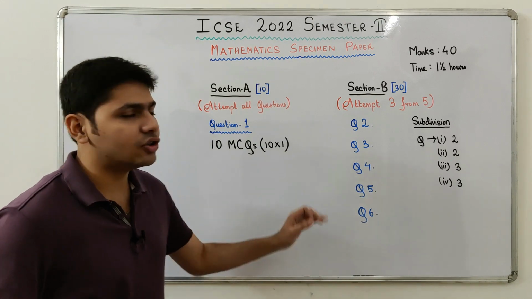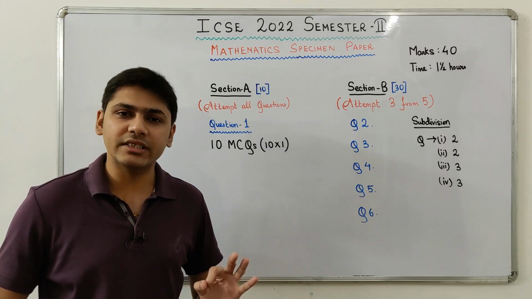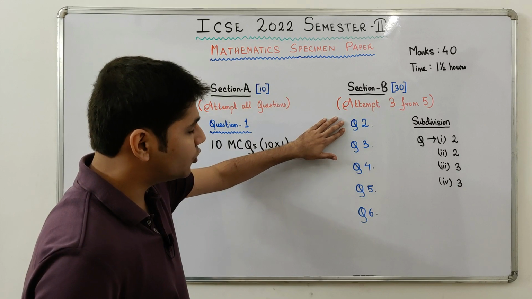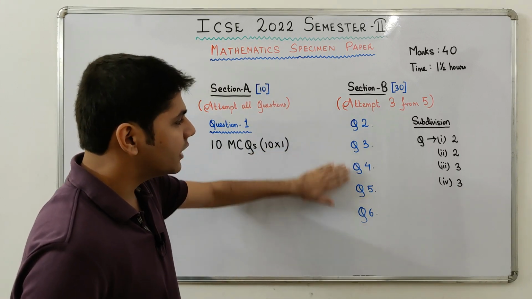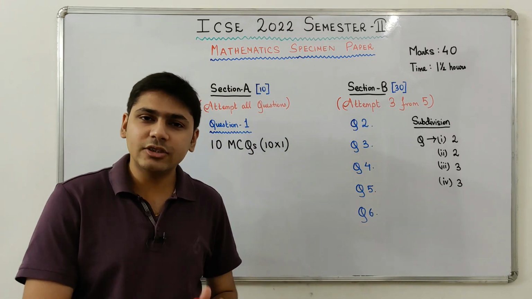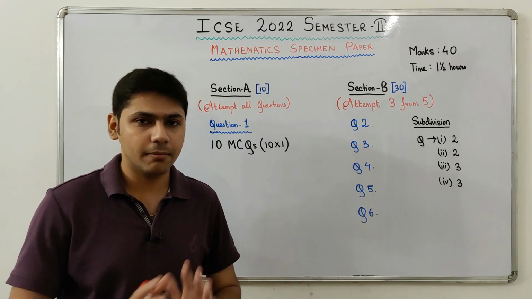Guys, Section B is of 30 marks and over there you will have to attempt any 3 questions out of the 5 questions that you get. You will have question 2, question 3, question 4, question 5 and question 6. Out of these 5 questions, you will have to attempt any 3. Each question over here is of 10 marks, so 3 into 10 gives you 30 marks.